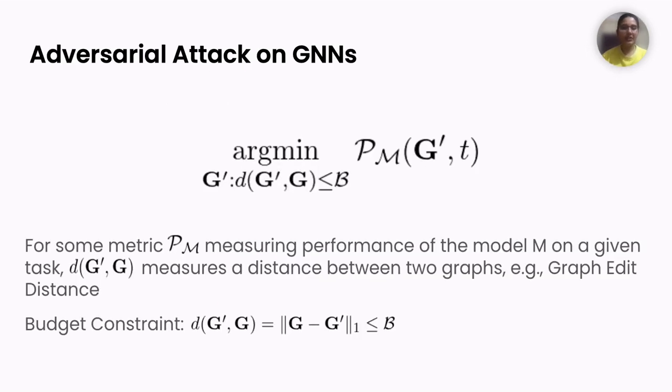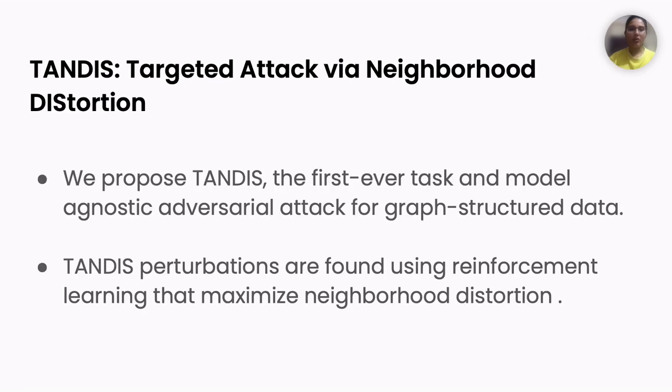The problem of adversarial attack on a GNN model M can be formulated as an optimization problem that tries to minimize its performance Pm on the perturbed graph G' for task T such that the number of perturbations are bounded by the budget B. To this end, we propose TANDIS, Targeted Attack via Neighborhood Distortion, the first ever task and model agnostic adversarial attack for graph structured data. TANDIS perturbations are found using reinforcement learning that maximize the neighborhood distortion.